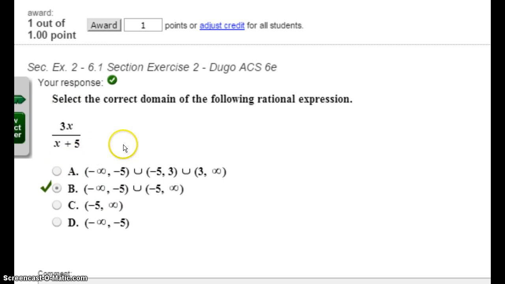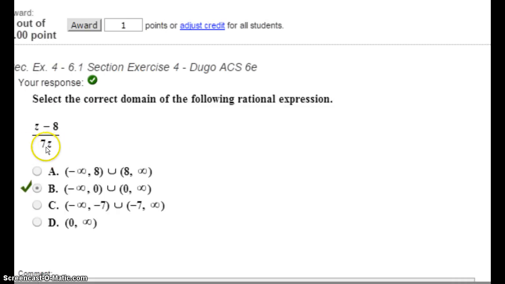This one's very similar. Finding the domain, there's no square roots to worry about. The only thing is a division. You can't divide by 0, so we need everything from negative infinity to positive infinity, but cut out the negative 5, because negative 5 plus 5 gives you 0. And this is how you would write that the negative 5 is not included.